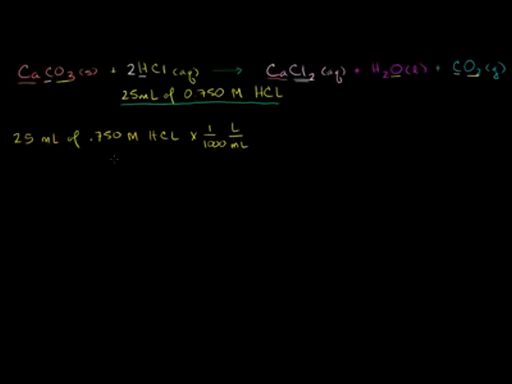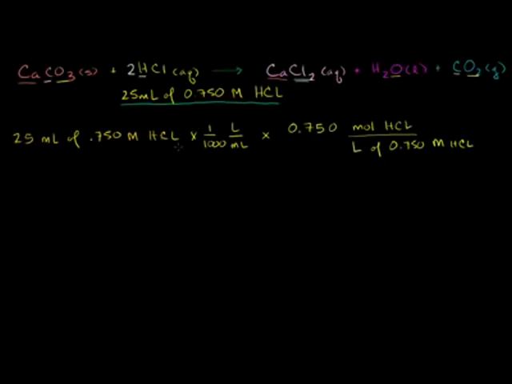And then we want to use this concentration information to figure out the actual number of moles of hydrochloric acid we're dealing with. So to do that, we're going to multiply it times 0.750 moles of hydrochloric acid per liter of 0.750 molar hydrochloric acid solution.